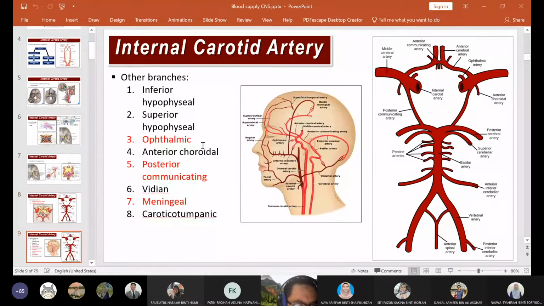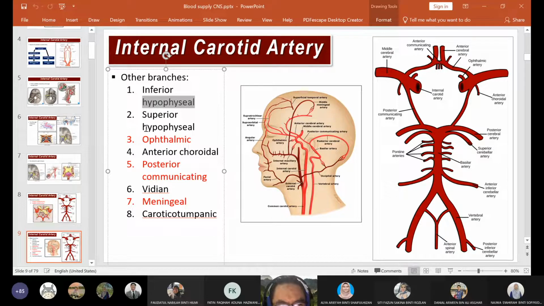Okay. Other branches. Now the red ones macam lebih important lah, but if you can memorize all, it is better lah. So now you know the terminal branches are the middle cerebral and anterior cerebral artery. Dua je, penting. Hypophyseal ni maksudnya dia supply the pituitary gland. Hypophyseal is about the pituitary gland. Superior and inferior. Ophthalmic is going towards the eye. Choroidal means choroid plexus lah. Tak apa. Yang penting lah, posterior communicating.